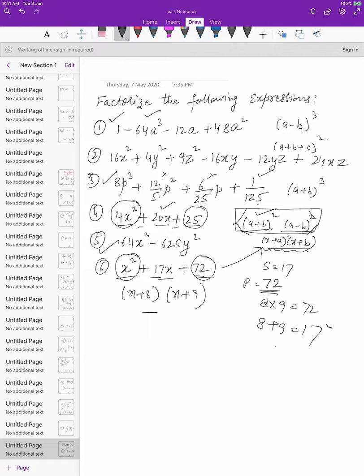And this one is also very obvious. It looks like a² − b², but again first we have to write it in the perfect square form as (8x)² − (25y)². So your a will be 8x, b will be 25y. Don't ever by mistake take 64x as a and 625y as b. First write it in the perfect square form and then choose your a and b. A would be 8x and b would be 25y.